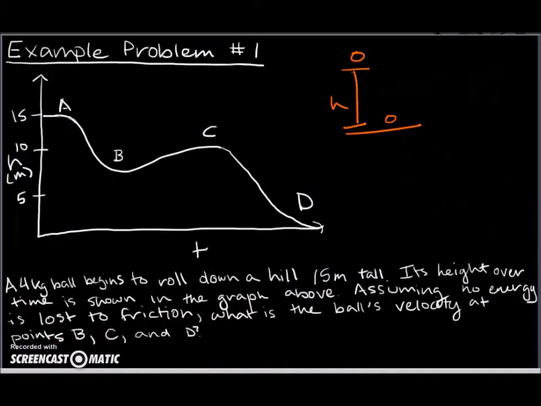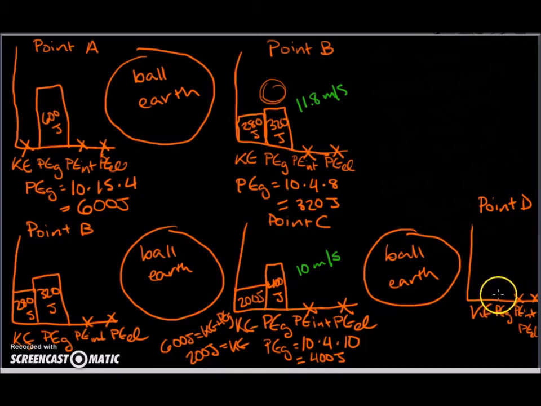We said that at point D, we have no potential energy of gravity because it's at no height off the ground, which means that all of this energy must have been translated into kinetic energy. And as we can see, at the beginning we had 600 joules of potential energy of gravity that were translated into kinetic energy at the very end. So 600 joules of kinetic energy.